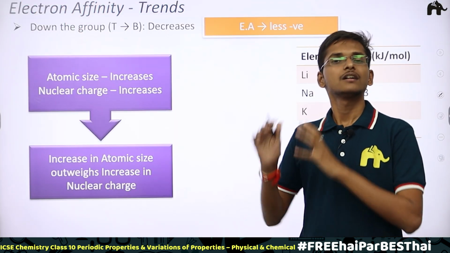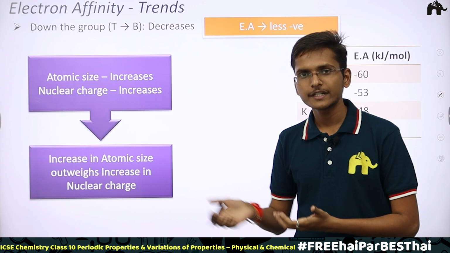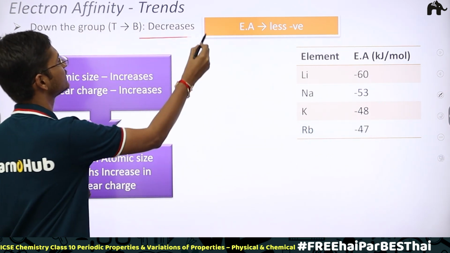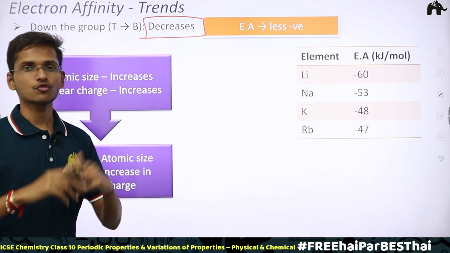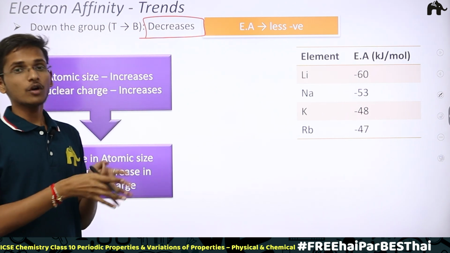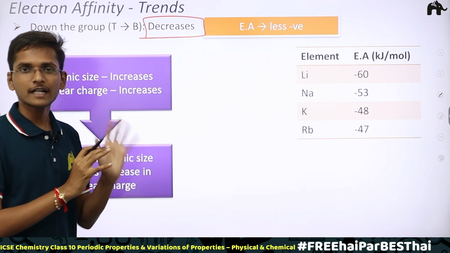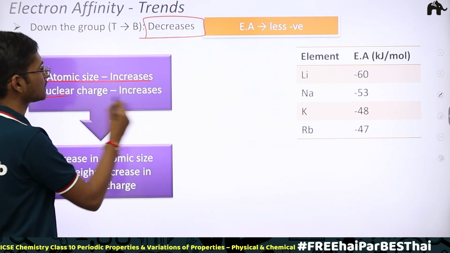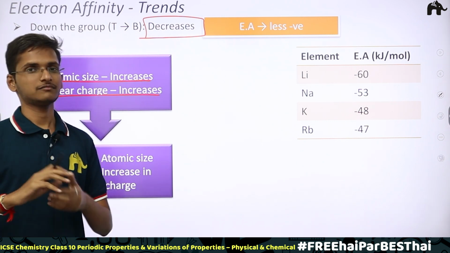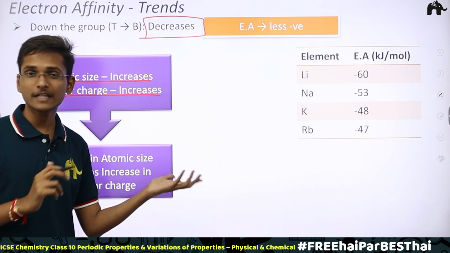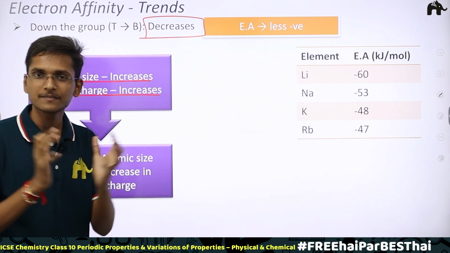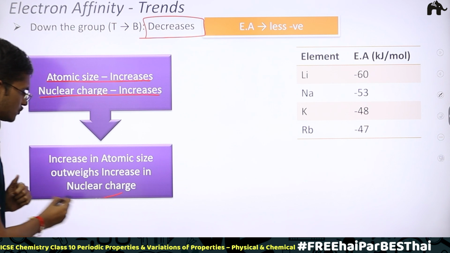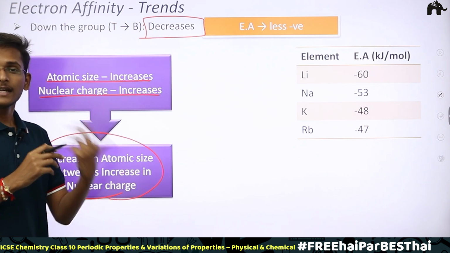Now let's see the trends shown by the electron affinity. First is down the group. When we move from top to bottom, what is happening? Electron affinity is decreasing. So why is this so? Very simple, because when we move down the group, we know that atomic size increases and nuclear charge also increases. But the twist in the story is, we already know that the increase in the atomic size is much more than the increase in the nuclear charge. So what is happening then?